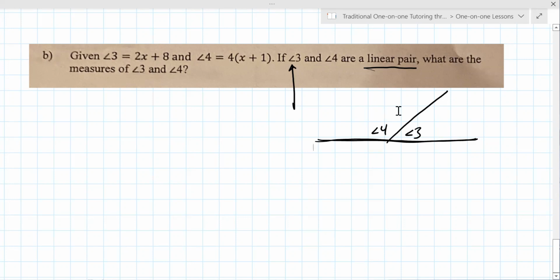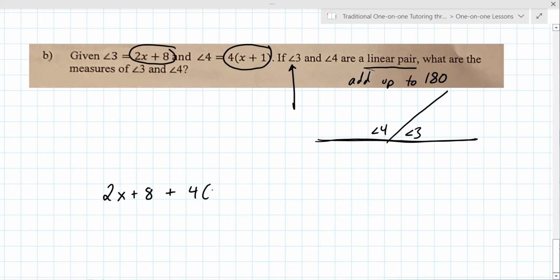Okay, so do you remember what a straight angle adds up to? A straight angle adds up to the straight angle right there. What's a straight angle? It adds up to 180 degrees. That's completely correct. So the two angles here, 2x plus 8 and 4 times x plus 1, have to add up to 180. 2x plus 8 plus 4 times x plus 1 has to equal 180. So go ahead and write that down, please.